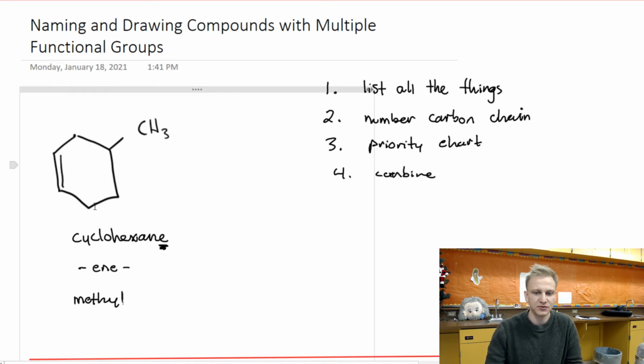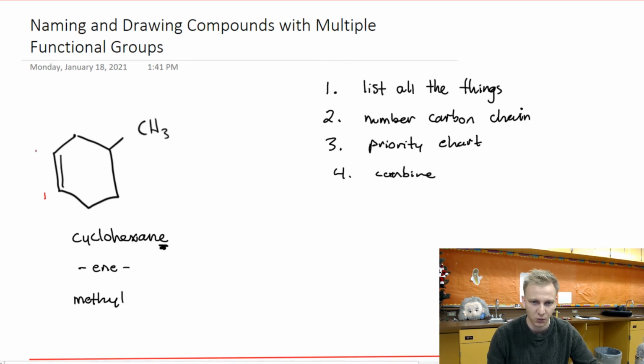So what we then move to being concerned with is this ENE. We want that to have the lowest number possible. And it turns out that if we number 1, 2, 3, 4, we end up with the lowest numbers possible for each of those functional groups. And so now what we know is we have a 1-ene and we have a 4-methyl group. So those are the two functional groups that we have. We want to then start combining the little pieces of information. So we're going to have a 4-methyl.